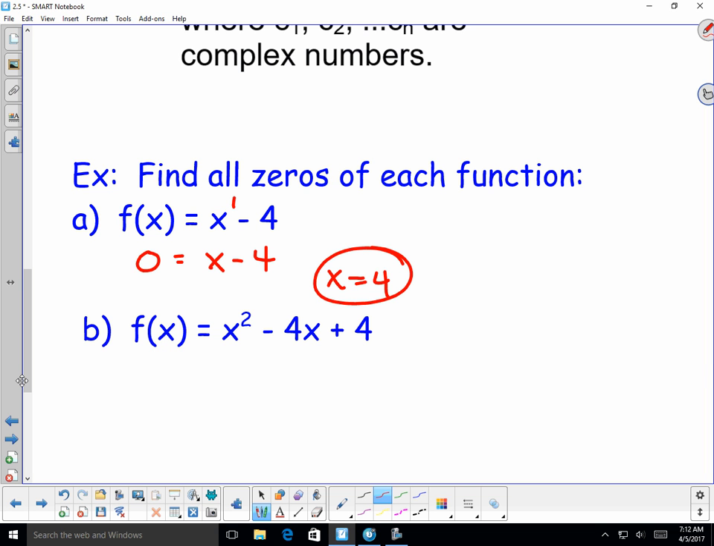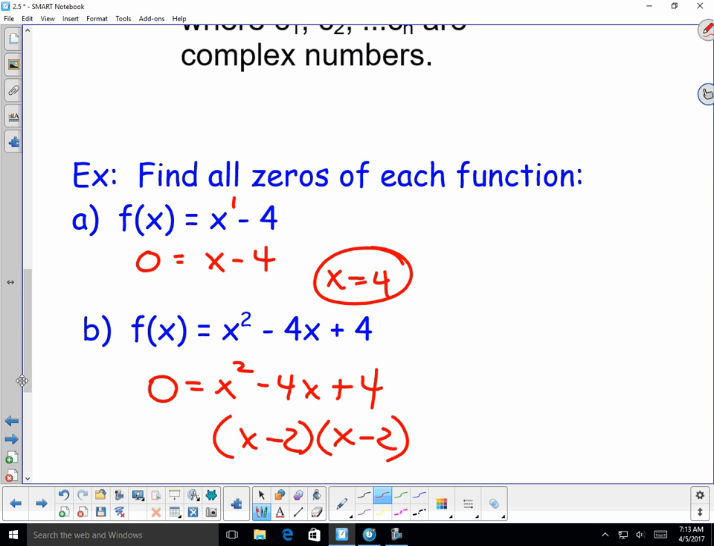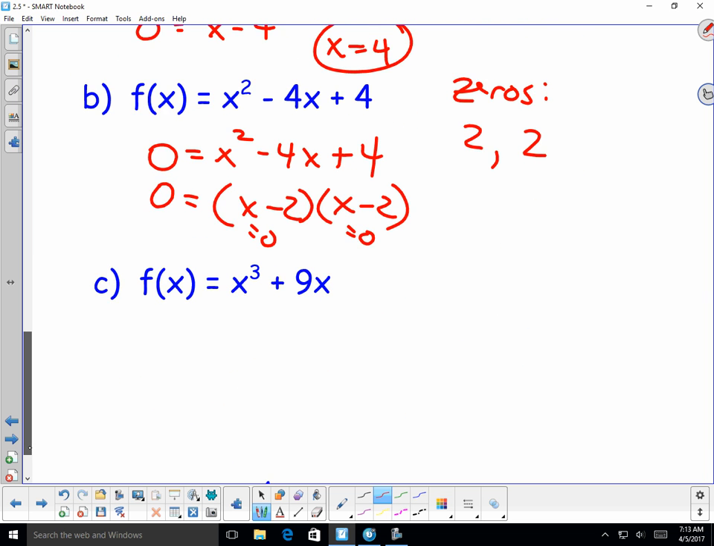Here's our next function. It's a quadratic. It's degree 2, so we're guaranteed to have 2 zeros. So we set this function equal to 0, and we solve the equation to find the zeros of the function. And this one actually does factor, doesn't it, into x minus 2 times x minus 2. And so we set each of those equal to 0, and we end up with 2 as a zero twice. So these are the zeros of the function, and I would ask you to write them both. So 2 and 2.